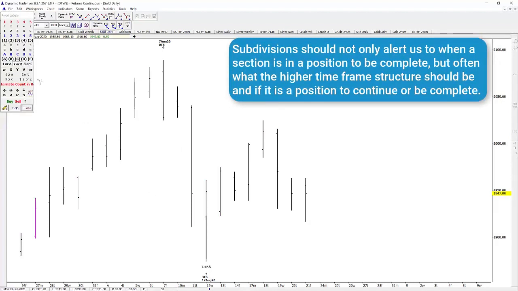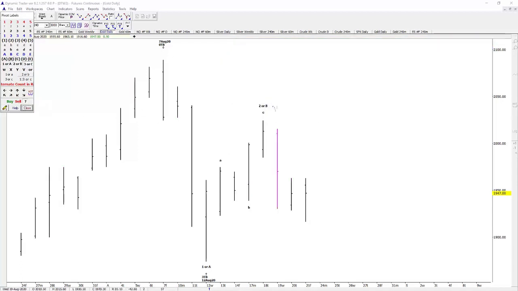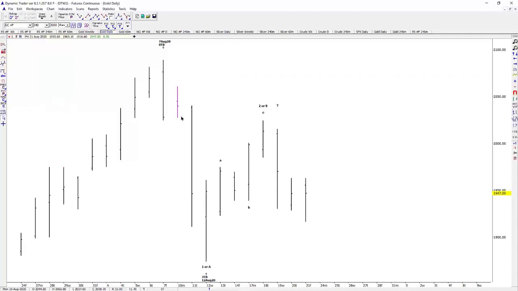So let's label that. And then we had this advance, looks pretty clearly like an ABC for a potential 2 or B. I'm going to put a question mark on it because we don't know if that's it yet. But it certainly looks like it's met all the rules and guidelines for an ABC correction. And then the market's come down kind of sharply, and it's declined to below the wave B low. So more than likely, this ABC correction is complete. I mean, we have to assume it is as of this point in time. So let's add some more data and see if it confirms that that's the case.